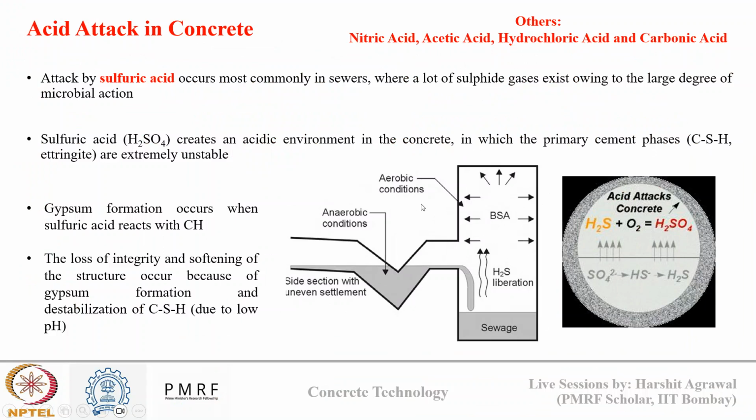There are a variety of acids which can cause degradation of concrete, like nitric acid, acetic acid, hydrochloric acid, carbonic acid. All these can cause degradation of concrete, but the majority of degradation is due to sulfuric acid, which is commonly found in sewers, where a lot of sulfide gas exists owing to a high degree of microbial action.